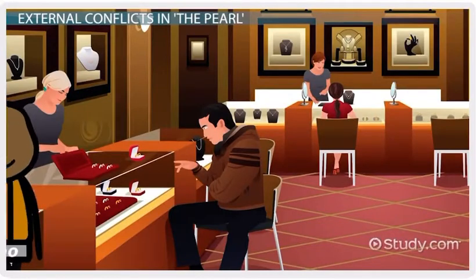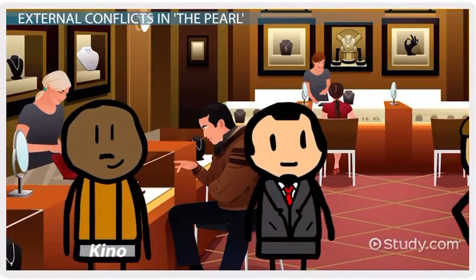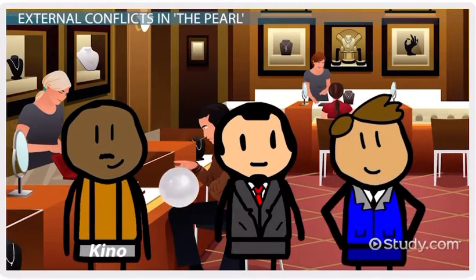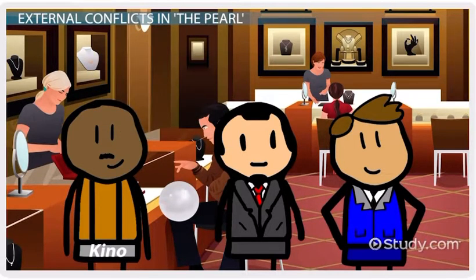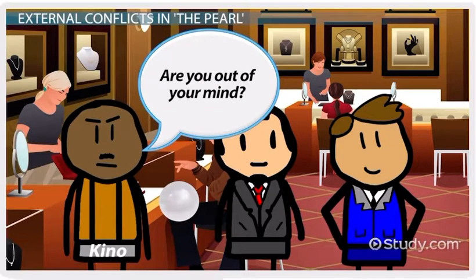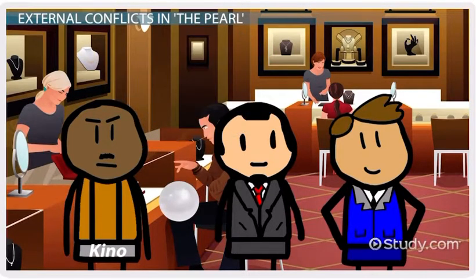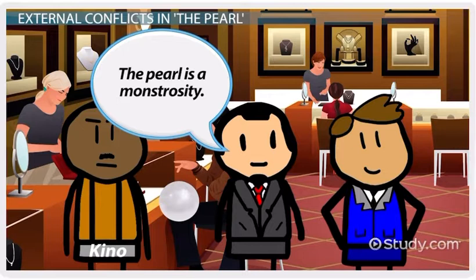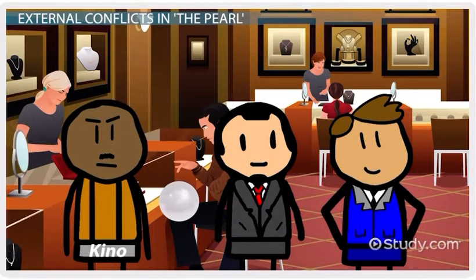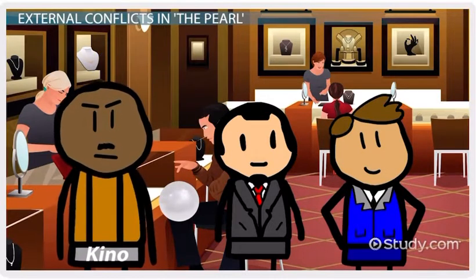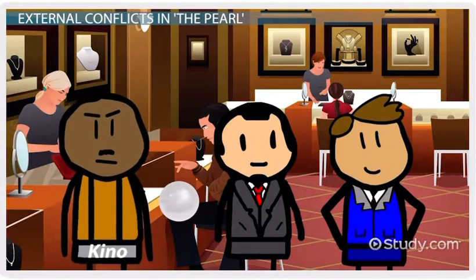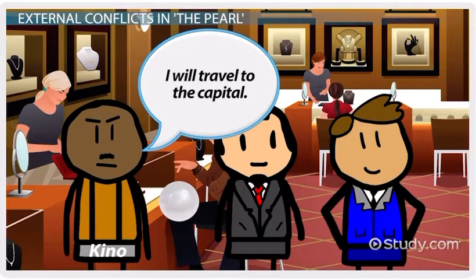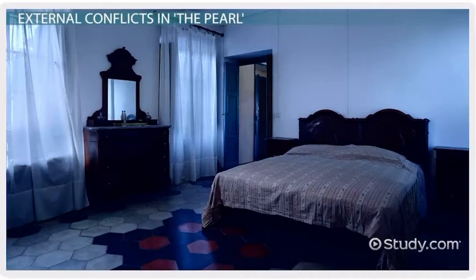Kino also experiences external conflict with the pearl dealers. When he tries to sell his giant pearl to the dealers in town, they offer 1,000 pesos, a price that he considers very low. The dealers had been aware of Kino's find and prepared their reason for the low offer. The pearl is too large to use for jewelry and is just a monstrosity. Kino is enraged at the offer, believing the pearl dealers are using his lack of knowledge and their position as the town's only dealers against him. He determines that he'll not sell the pearl locally and will travel to the capital to get a fair deal.